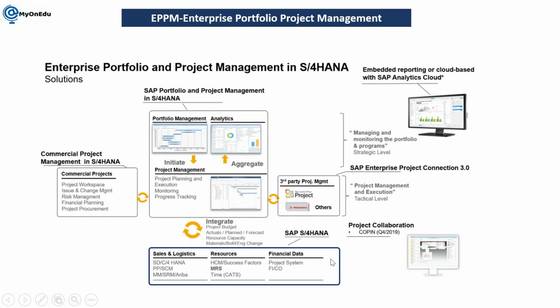So combined, these are the three major modules in EPPM, enterprise portfolio and project management. Apart from that, there is one more module called EPC, SAP enterprise project connection. We use this module to integrate MSP or Primavera, which are third party, with your SAP project system, or in some other PPM scenarios also. But majorly project system is integrated through EPC.